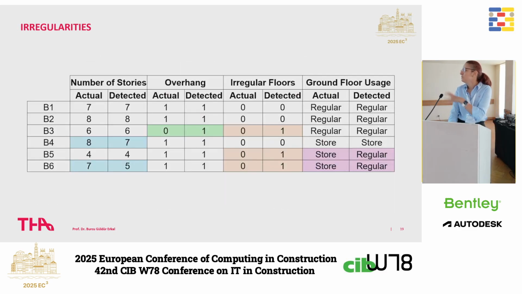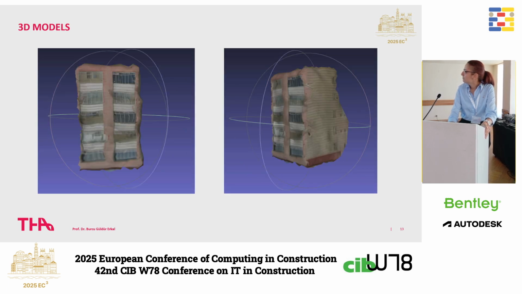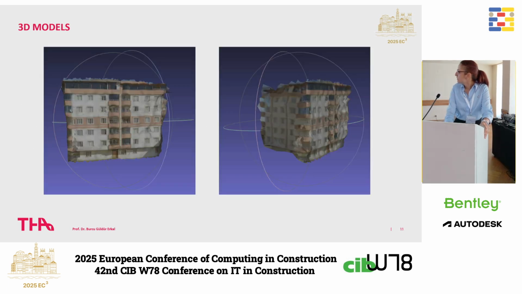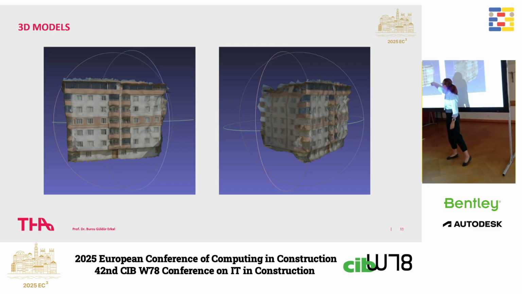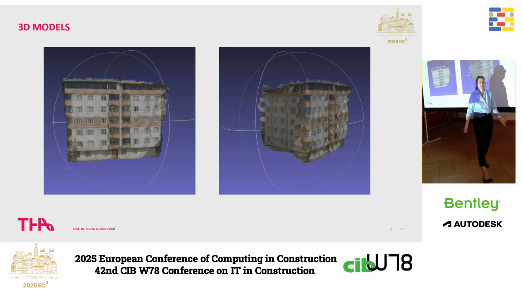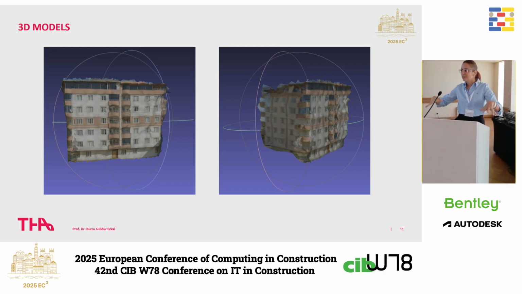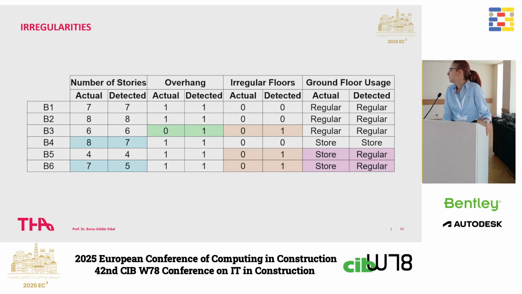But all in all, number of stories was not a problem because it was easy to detect that information. Overhang was not a problem. As you can see from here, actually I'm looking for a good example. Sorry. So here, maybe you can see it, this has an overhang. So every single building had it. Actually, it was very common in Turkey to have the first floor a little bit smaller than the rest of the building.